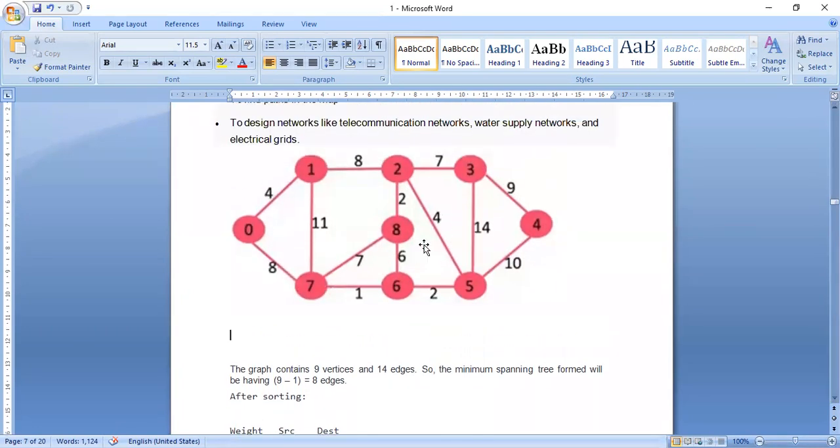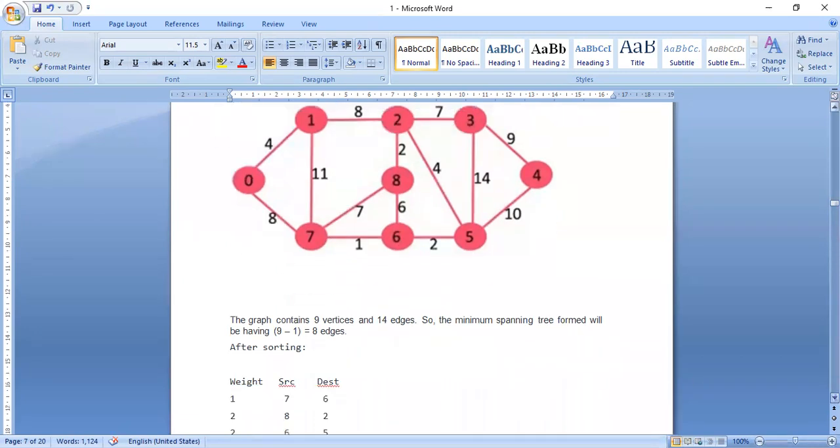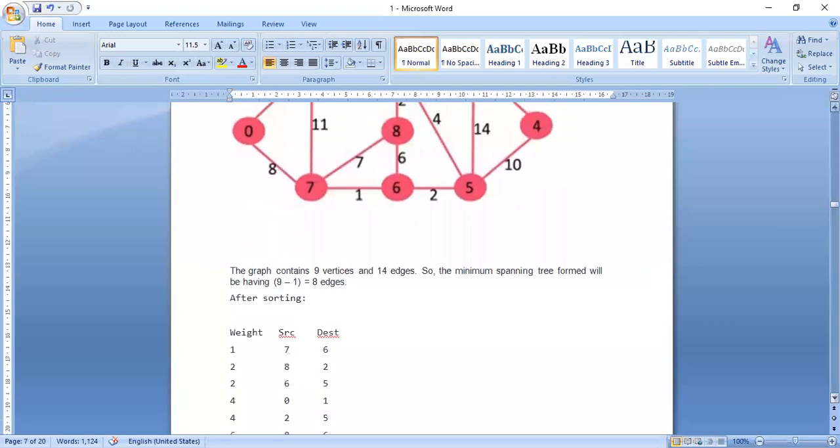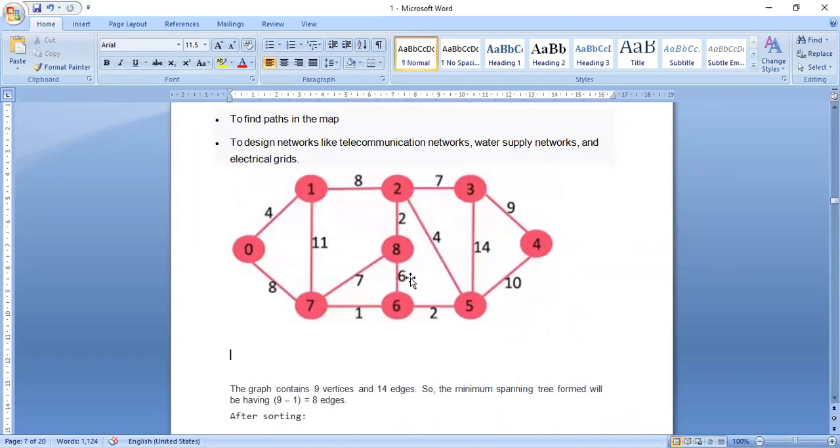Next weight is 5. Is there any edge with weight 5? No. Next one. Is there any edge with weight 6? Yes, only one edge is there. That is 6 to 8. I will add it to the table. 8 to 6. Next edge weight is 7.